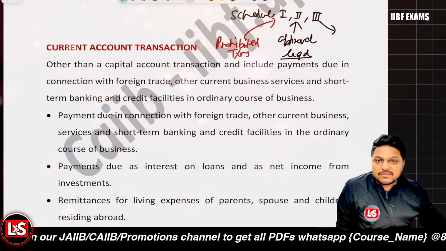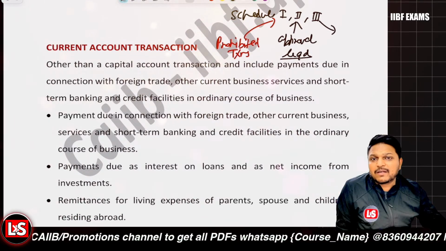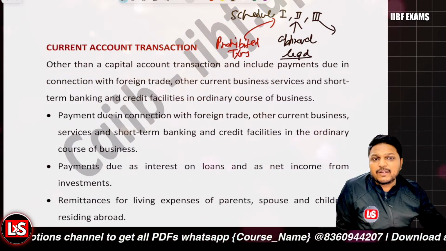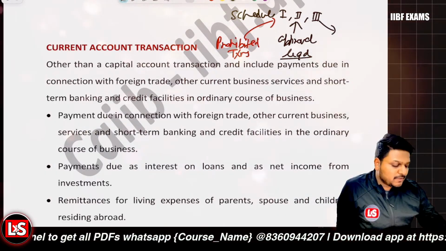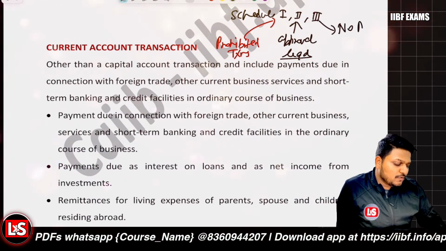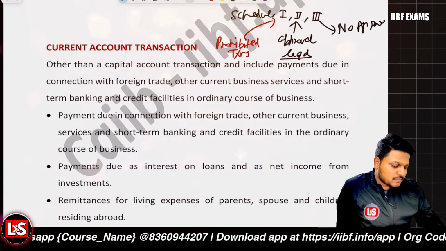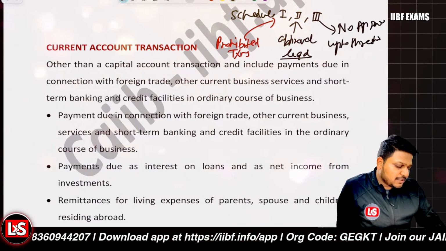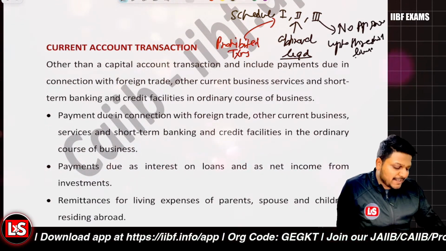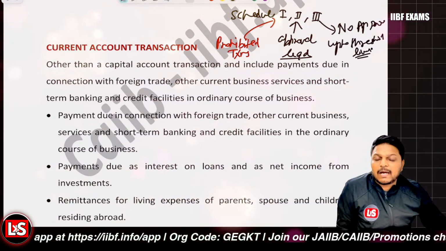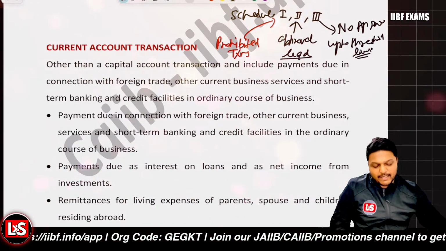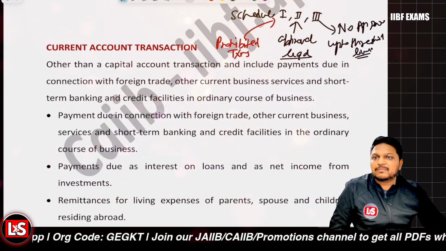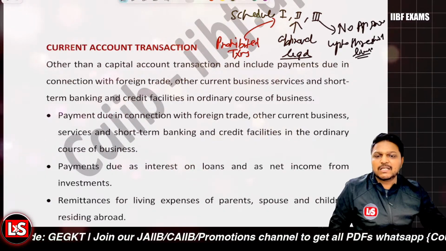automatic route transactions. Like you do not require approval from the Reserve Bank of India up to the threshold limit. So no approval up to the threshold limit. Above the threshold limit, approval might be required, but up to the threshold limit, no approval is required. Like in the case of LRS, what is the limit? Do answer at the earliest.